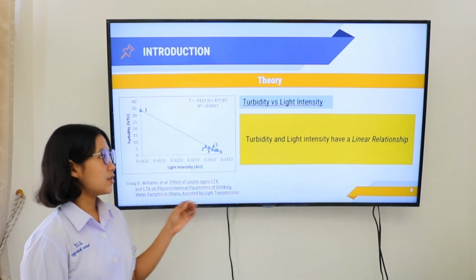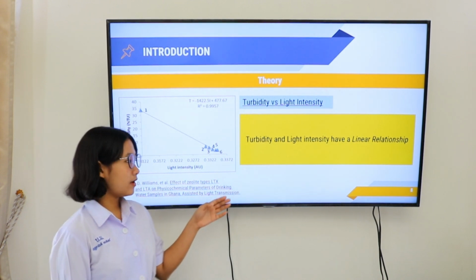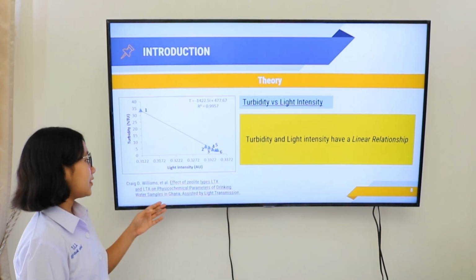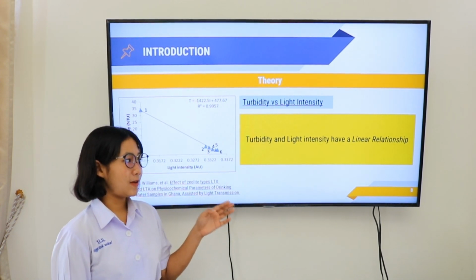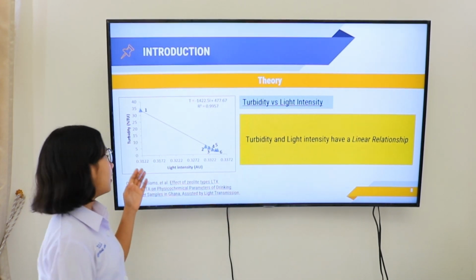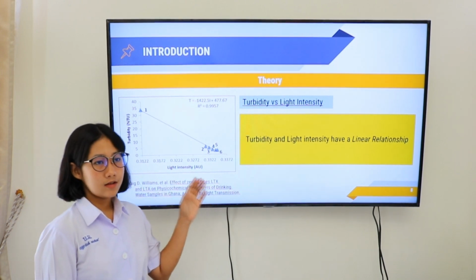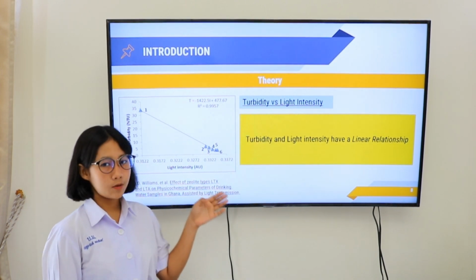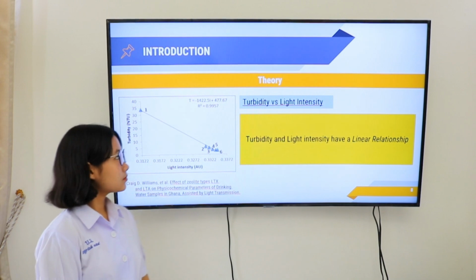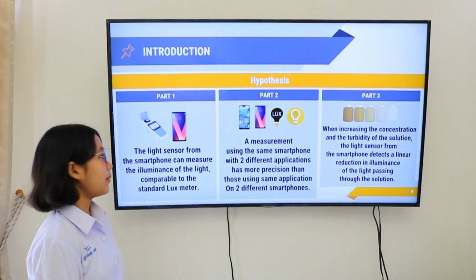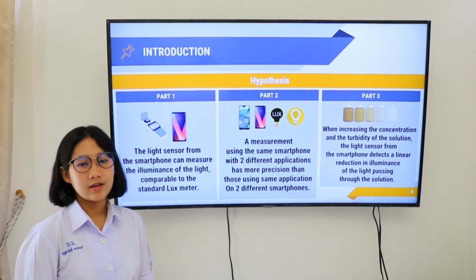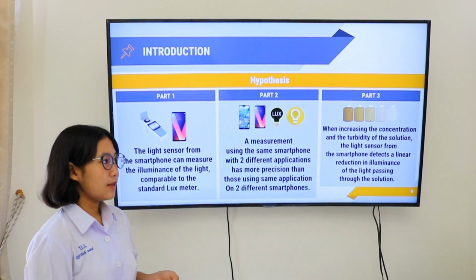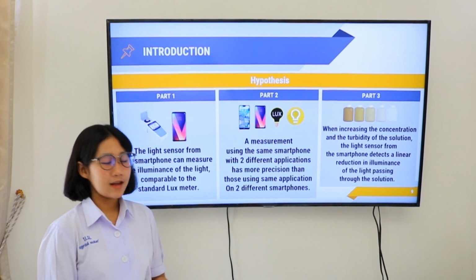Theory about turbidity versus light intensity. From their work, they found that turbidity and light intensity had a linear relationship. When the light intensity increases, the turbidity will decrease. So my hypothesis 1: the light sensor from a smartphone can measure the light illuminance comparable to the standard lux meter.